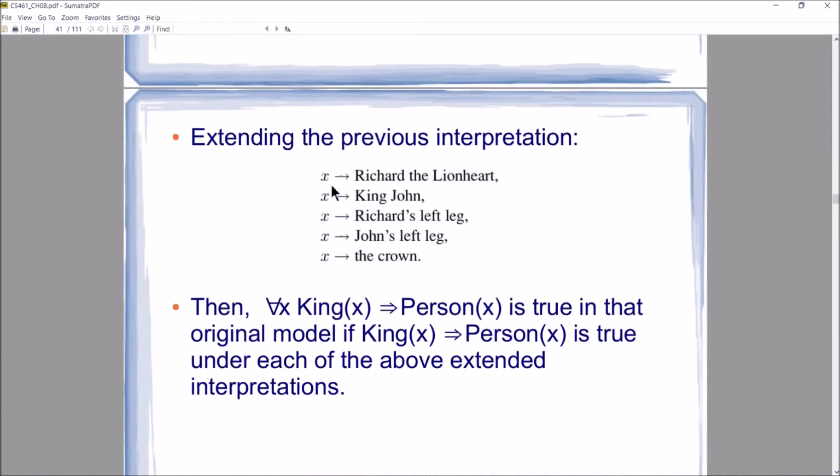Right? So if x is referring to each of those things, when we talk about this, then for all x, king of x implies person of x. Anything that is a king is also a person. This is going to be true in our model that we looked at originally back when we started this. If king of x implies person of x is true under each of the above extended interpretations, right? Where x is Richard the Lionheart, or x is King John, or x is Richard's left leg.